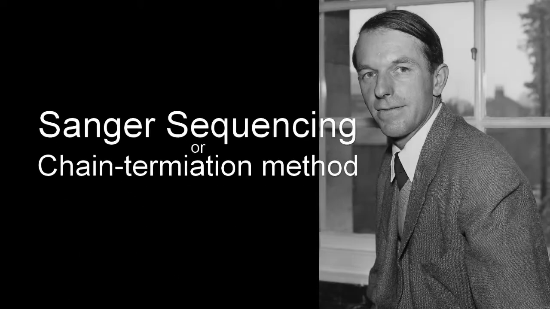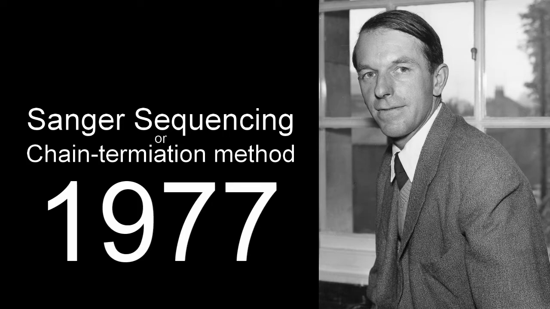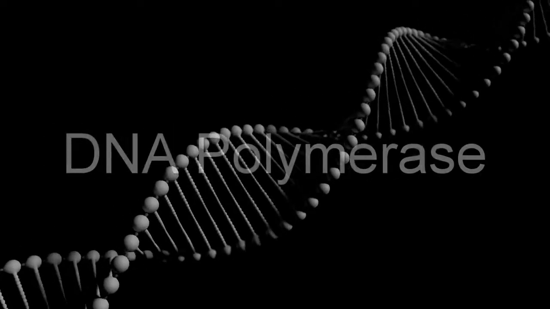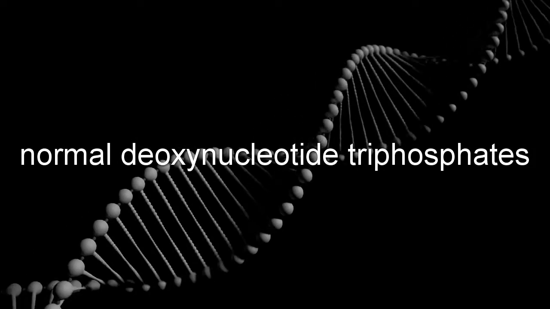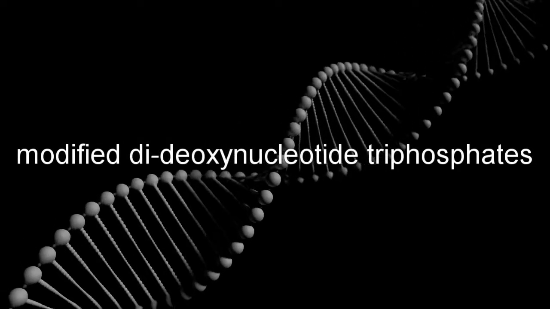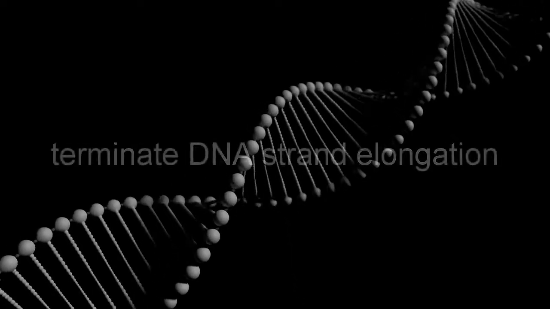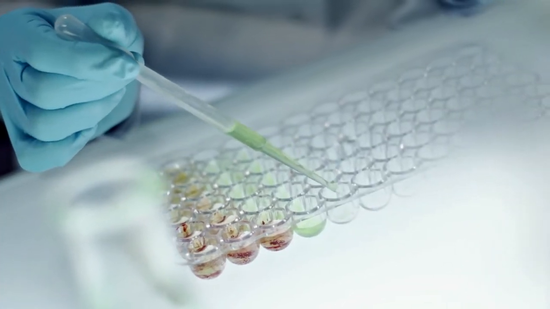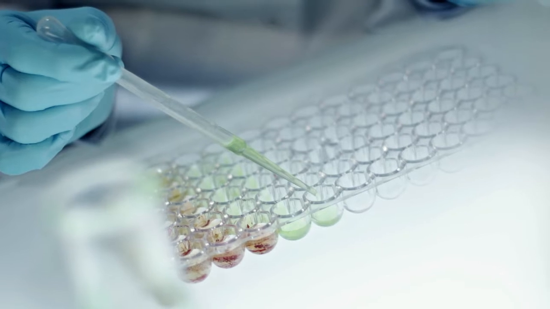How is DNA sequencing done? Regions of DNA up to about 900 base pairs in length are routinely sequenced using a method called Sanger sequencing, or the chain termination method. Sanger sequencing was developed by the British biochemist Fred Sanger and his colleagues in 1977. The chain termination method requires a DNA template, a DNA primer, a DNA polymerase, normal deoxynucleotide triphosphates and modified dideoxynucleotide triphosphates, the latter of which terminate DNA strand elongation. The dideoxynucleotides may be radioactively or fluorescently labeled for detection in automated sequencing machines.